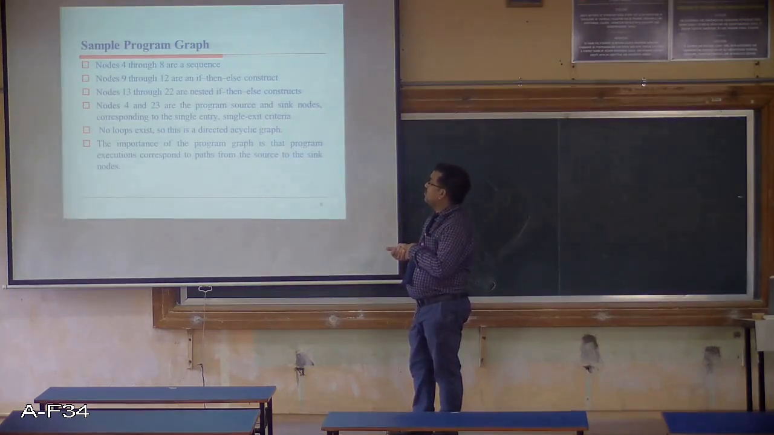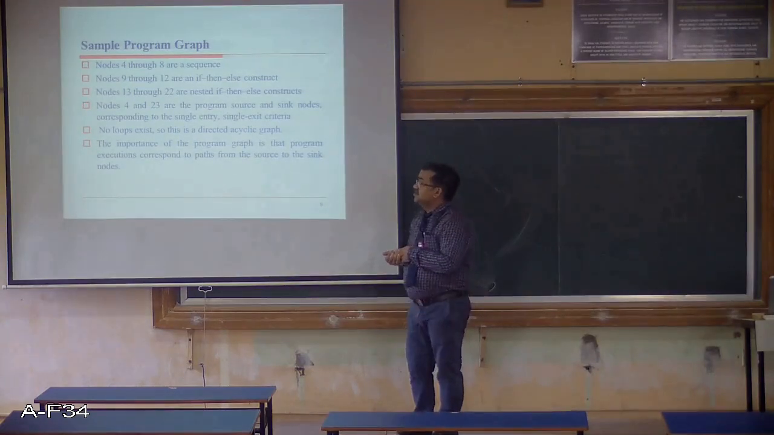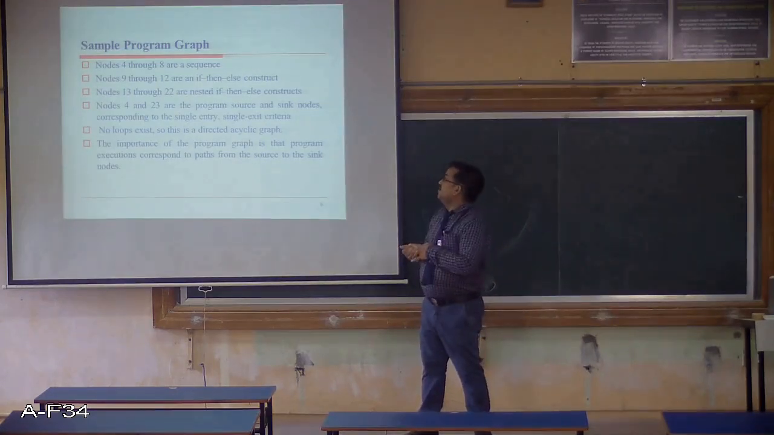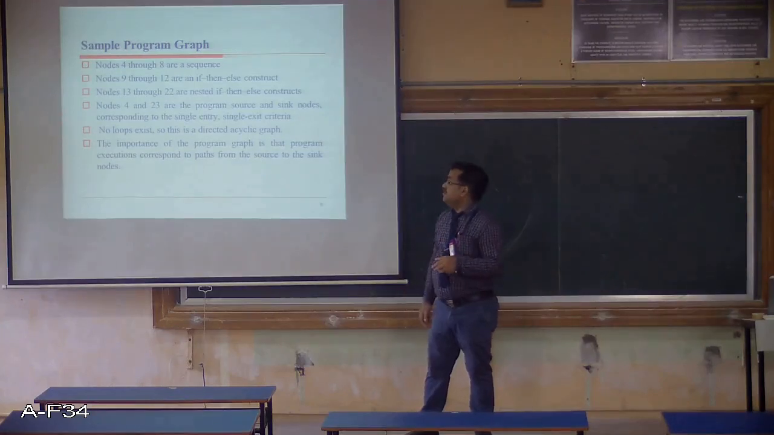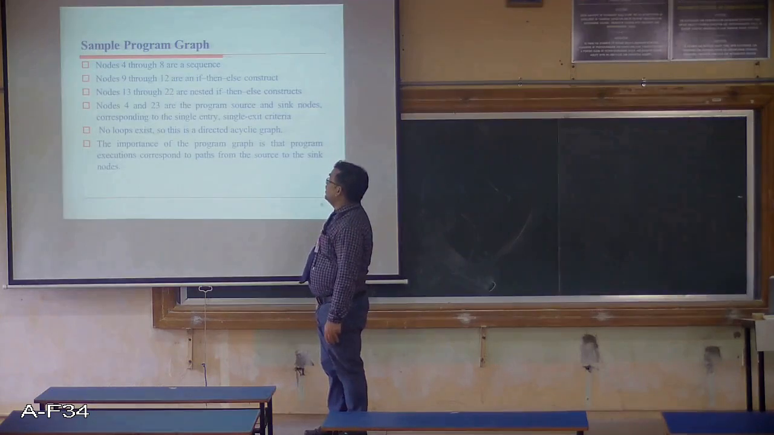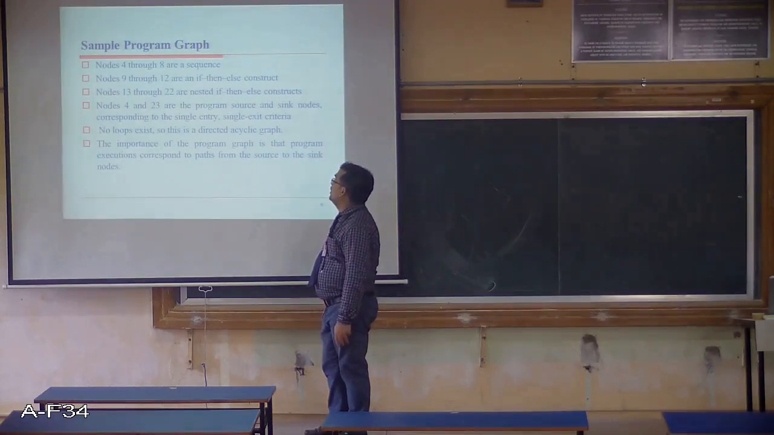Nodes 4 to 23 are the program source and the sink nodes. So it starts from node 4, which is the starting node of the program, and node 23 is the end node, or we can call it the sink node of the program. Since there is no loop here, this is a directed acyclic graph.